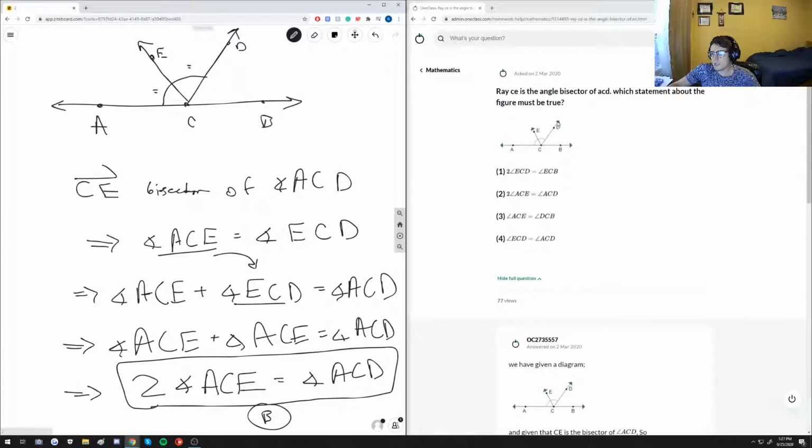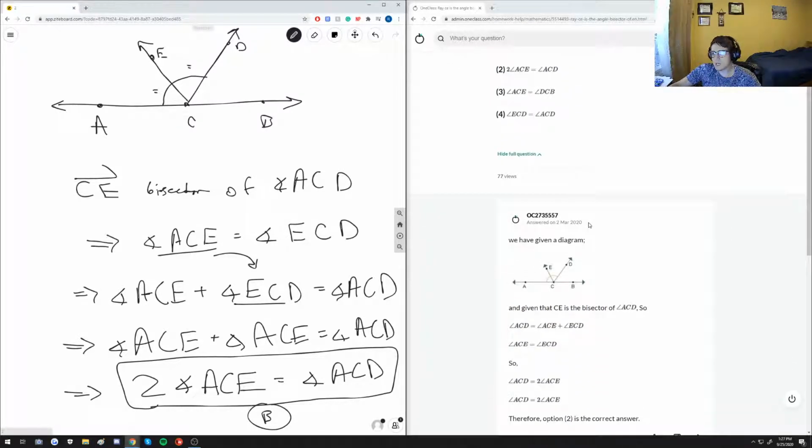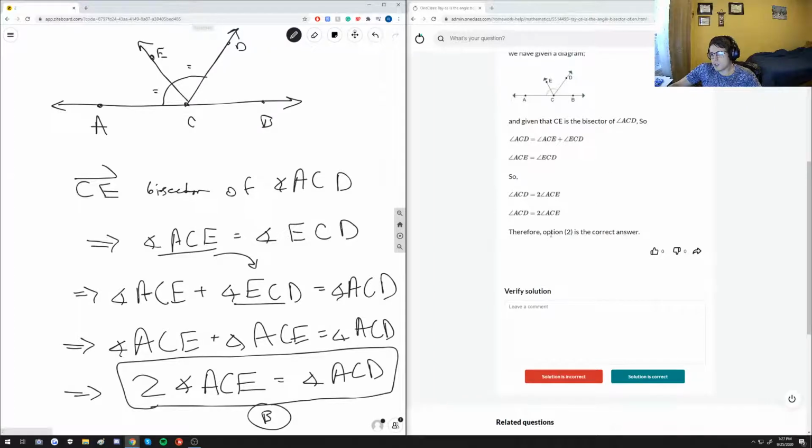And then ECD is equal to ACD. Well, no, because ACD is the whole, and ECD is half of the whole. So they obviously can't be equal. And 2 is the correct option here as well, and the work is the same thing that I've done here. Yep, so that is the solution. Great job. All right.